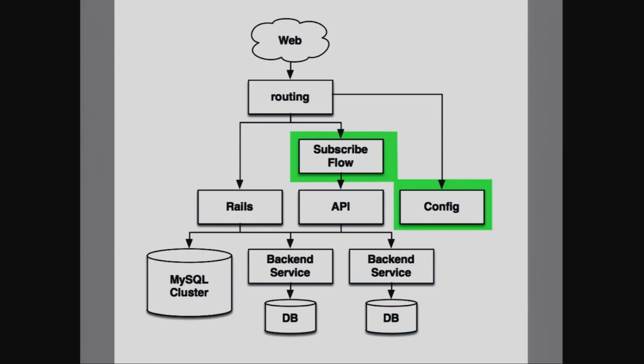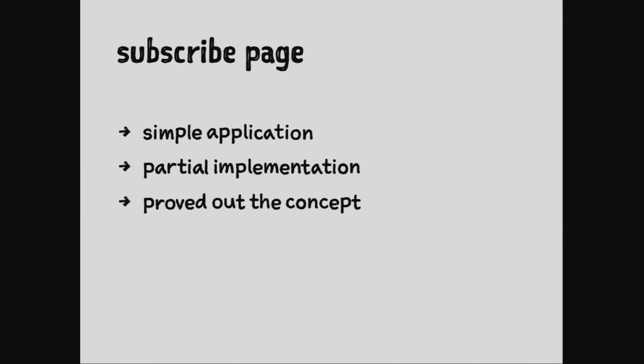So we launched this thing out, and this is what our infrastructure looks like right now. The subscribe flow was the app that I showed you. It just talks directly to the API. And then we have this separate config blob, which I will mention in a little bit. But we're starting to move pieces. We made this one hack just to get this one app up. And now we realized it was a simple application. It was kind of a partial implementation of what we needed to do.